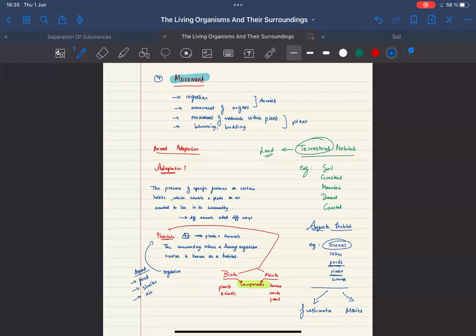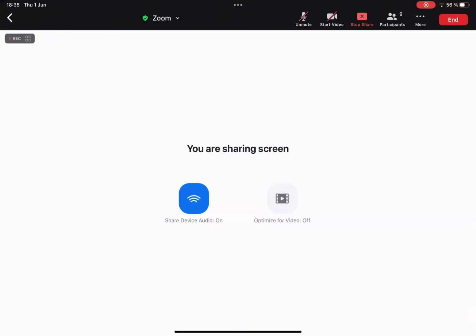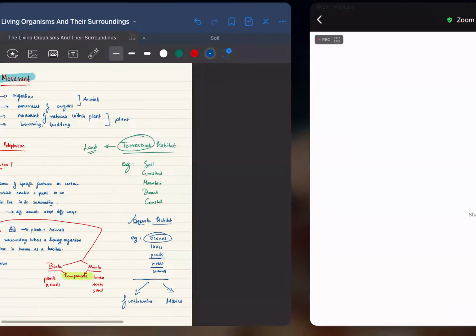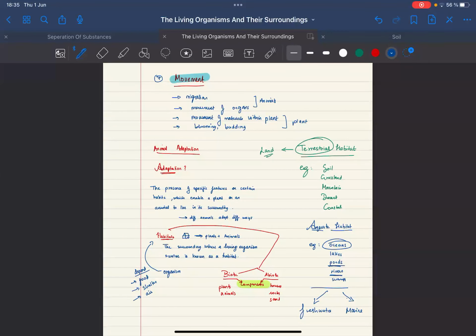Ma'am, what is the word beside freshwater in aquatic habitat? Sorry, which word? Ma'am, below in aquatic habitat beside freshwater. Marine. Okay, ma'am.